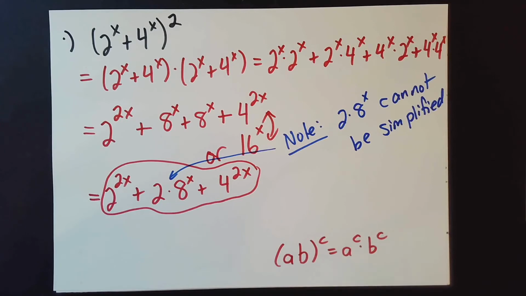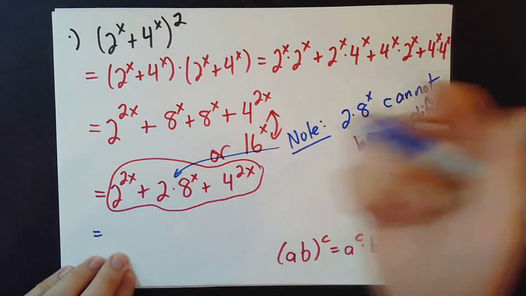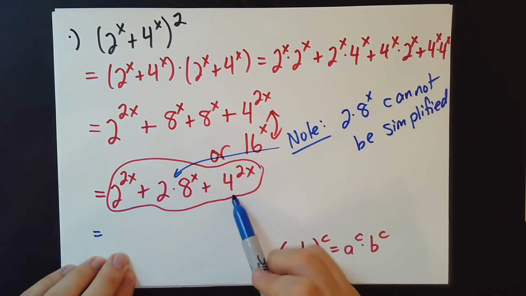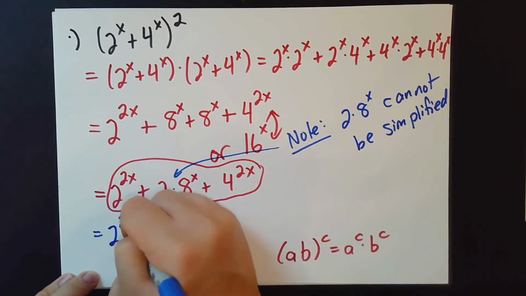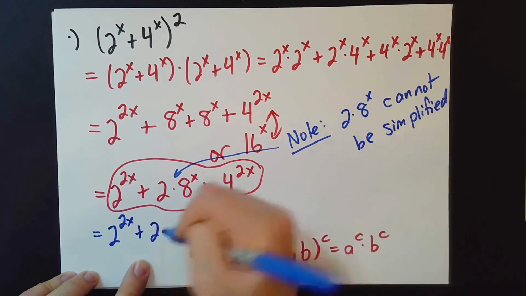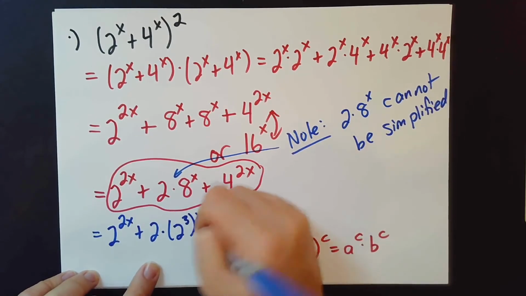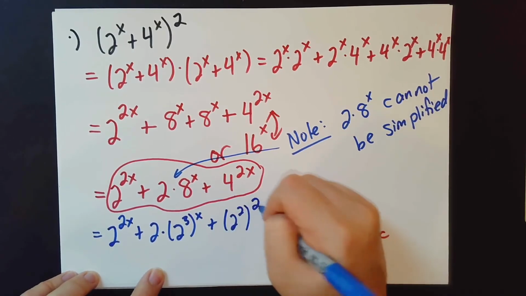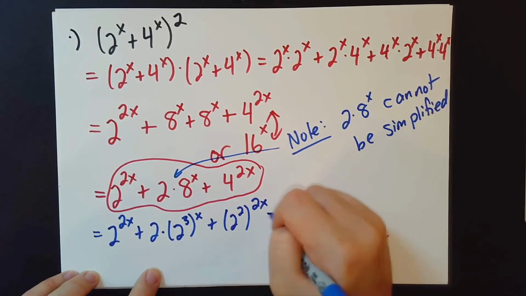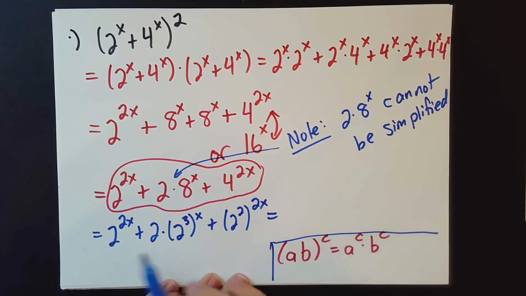Here's the one thing I can do, if I want this to all look just a teeny bit nicer. I can notice everything here is a power of 2. So I can rewrite this as 2 to the 2x plus 2 times, and the 8, that's 2 cubed to the x, plus, and then this 4 is 2 squared to the 2x. And I can follow my nose through the various rules here to rewrite this.